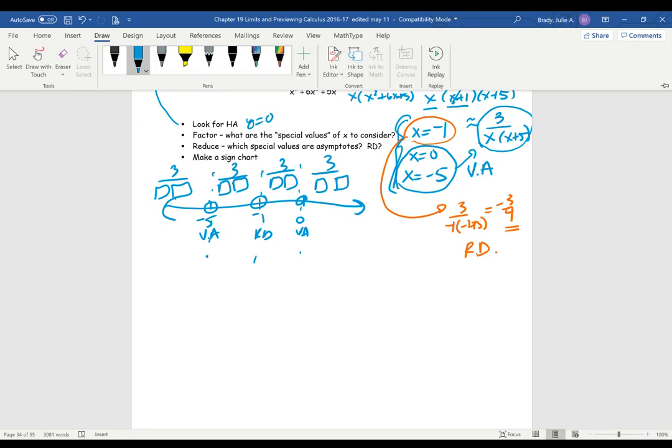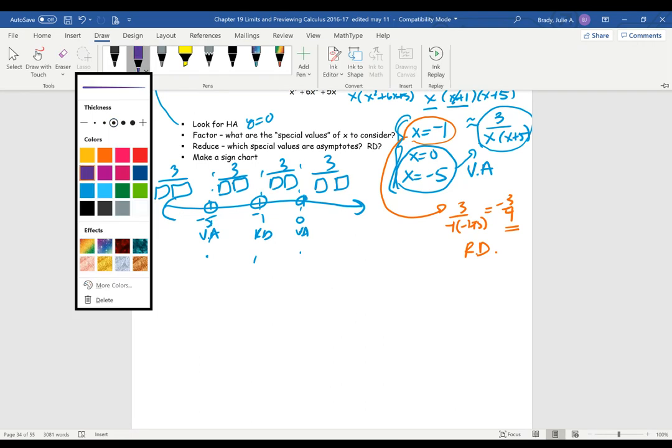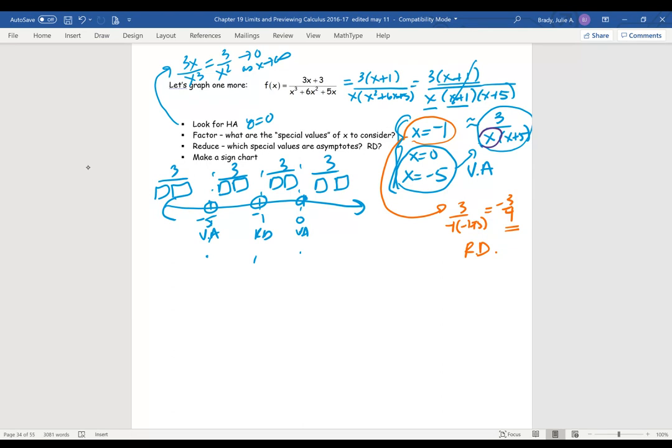Okay, let's grab my magic pen. So let's think about this factor first. That is 0 at 0. If you pick a number bigger than 0, that's positive. If you pick a number less than 0, that's negative.